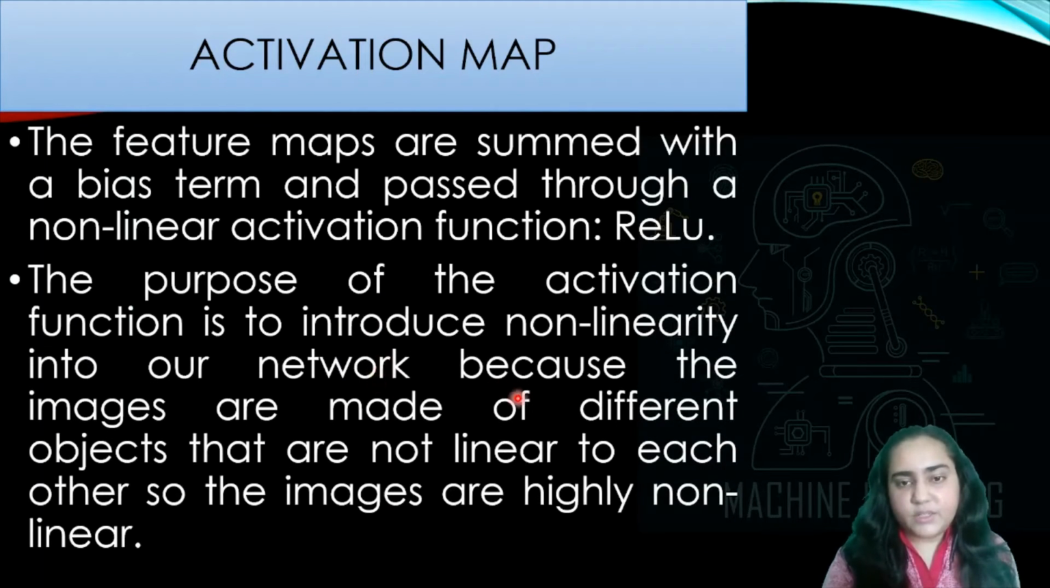And the purpose of this activation function is to introduce nonlinearity into our network because the images are made of different objects which are not linear to each other. So the images are highly nonlinear. Okay, so we are not talking about regression with a straight line. We're talking about nonlinear objects, and to introduce that, we would require this activation function called ReLU, also known as the rectified linear unit. So this is why we require this kind of a function.